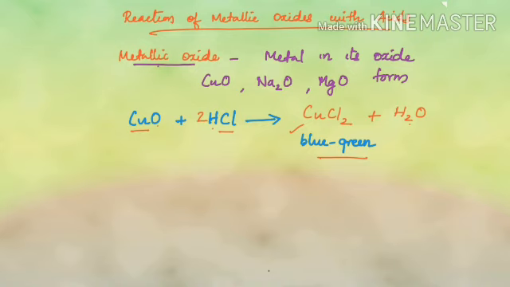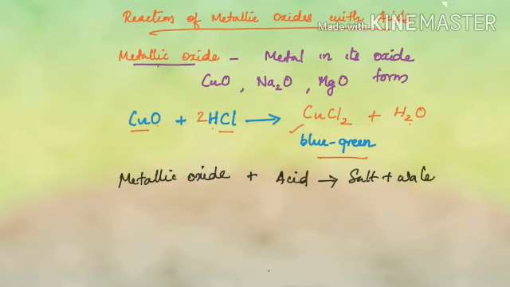So we can write the general equation like this. Metallic oxide plus an acid: a metallic oxide reacts with an acid to produce salt and water.